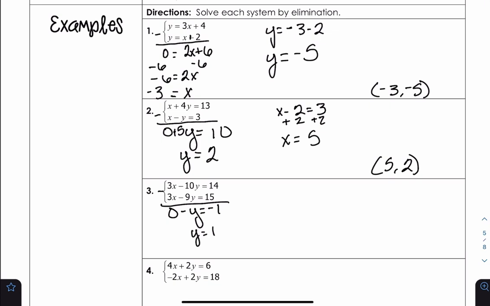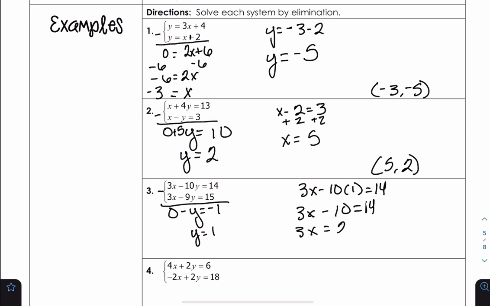So plugging this back into an equation, we can do 3x minus 10 times 1 equals 14. 3x minus 10 equals 14. 3x equals 24. x equals 8. So our final solution is going to be 8, 1.